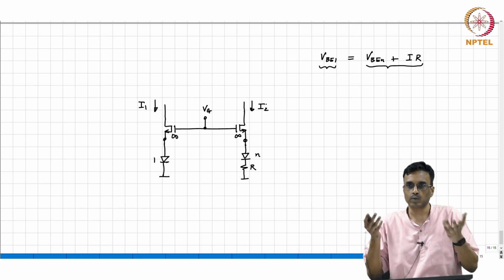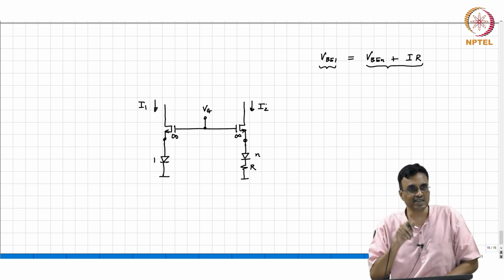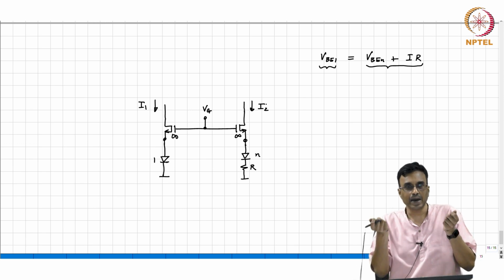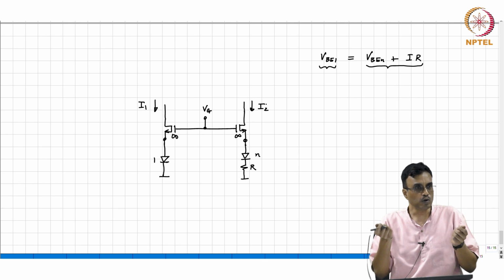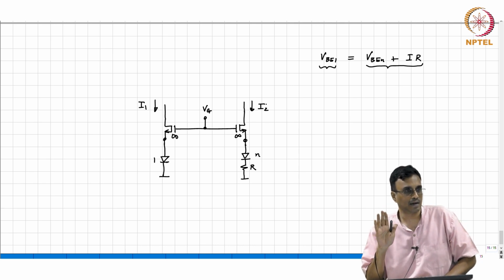So what is our experiment? What should we do in the lab? We should go on changing Vg and keep comparing I1 and I2 and change Vg in the right direction. Does it make sense? Alright.